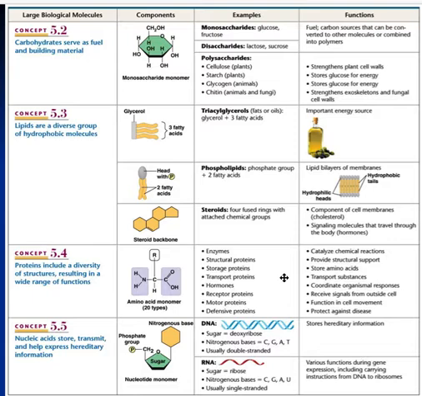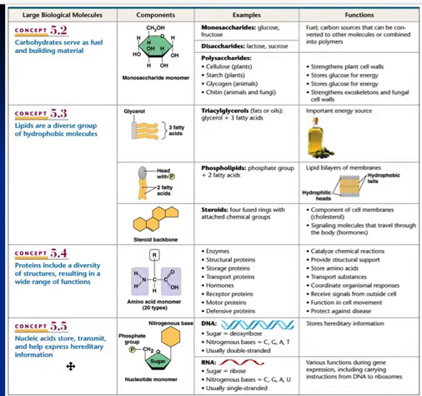We have proteins that act as hormones. We have proteins that act as receptors, which are proteins that communicate. Motor proteins and defensive proteins. Those types of proteins we call antibodies. Proteins have many functions in the body, and we'll focus in on enzymes in another video.